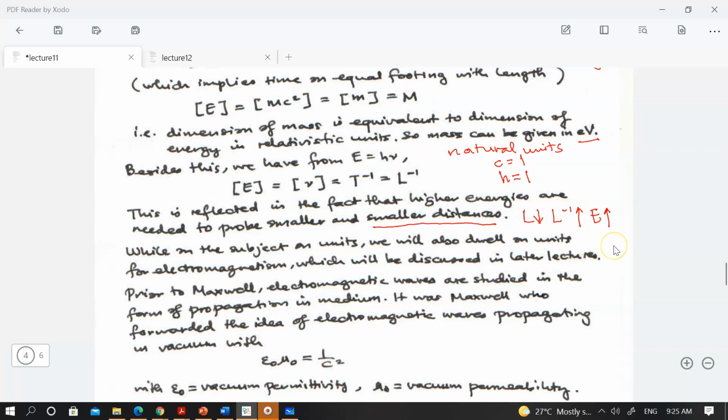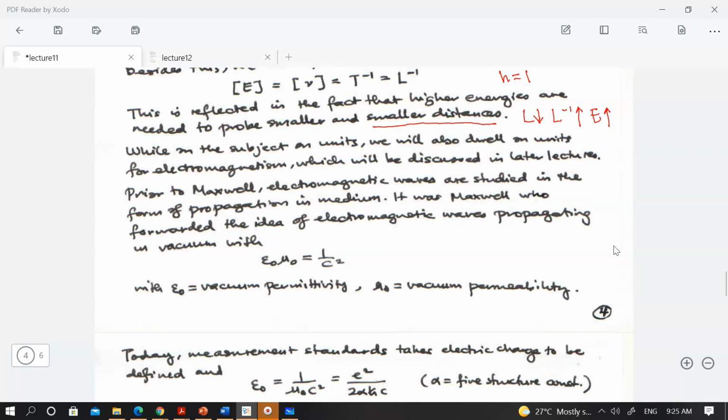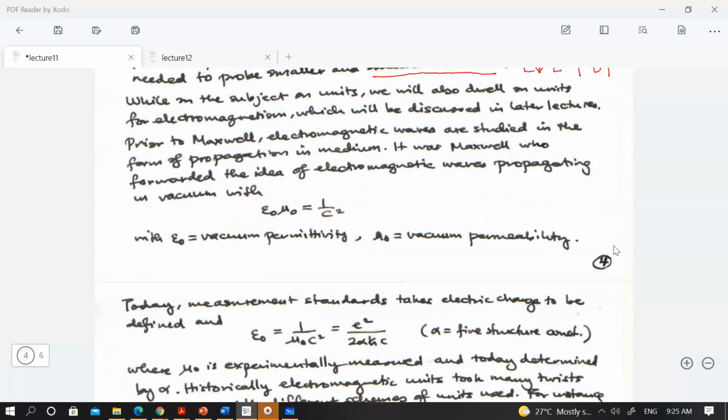So that is perhaps the only interesting thing I wanted to say. There are other things over here which talk about electromagnetic waves. Okay, this is again a problem of units.